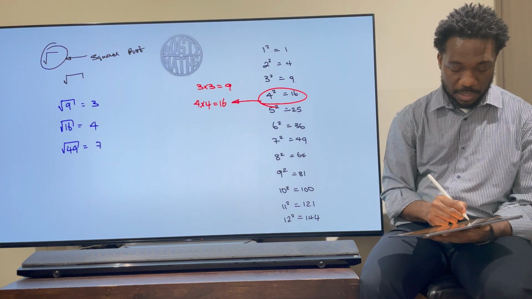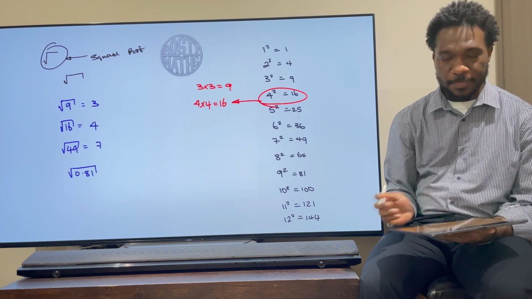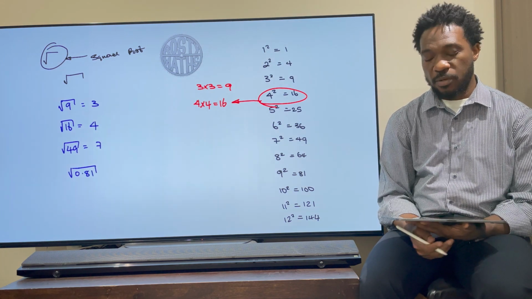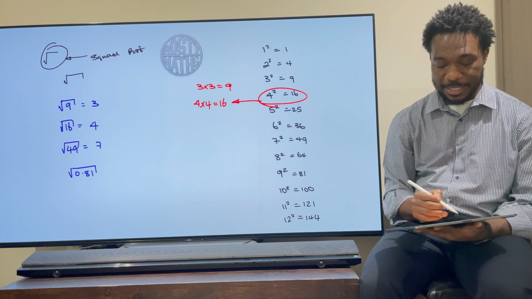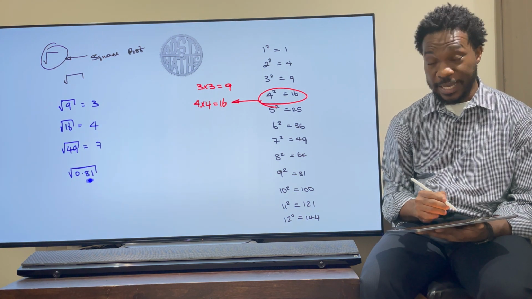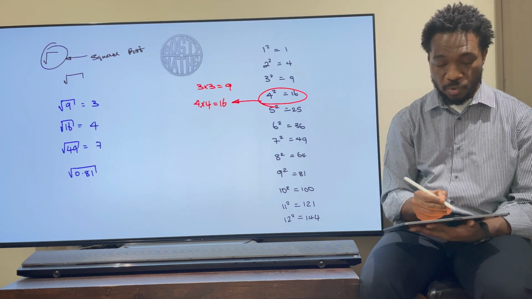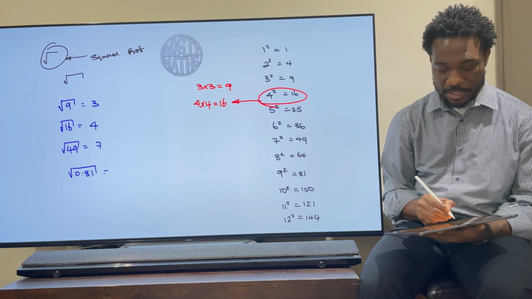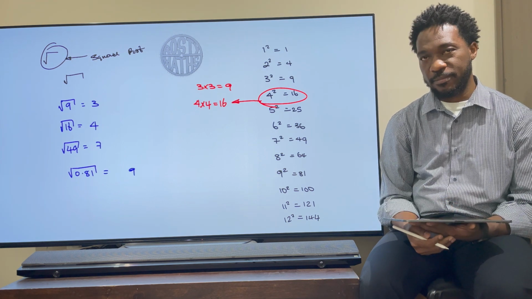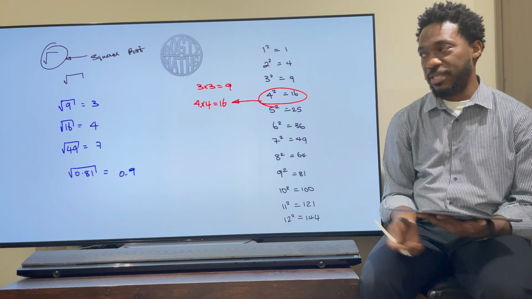What if I have to find the square root of 0.81? What is that going to be? Well, I'm happy to tell you that 81 is a square number, so 0.81 is also a square number. And so what would be the squared factor of 81? Well, I know it's 9. So the squared factor of 0.81 would be 0.9.